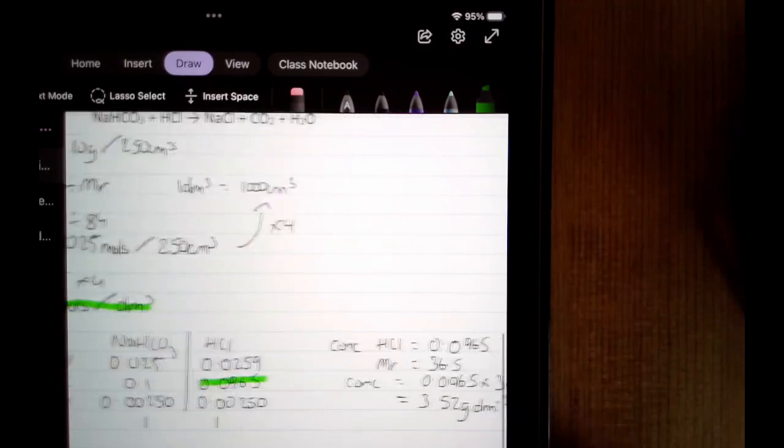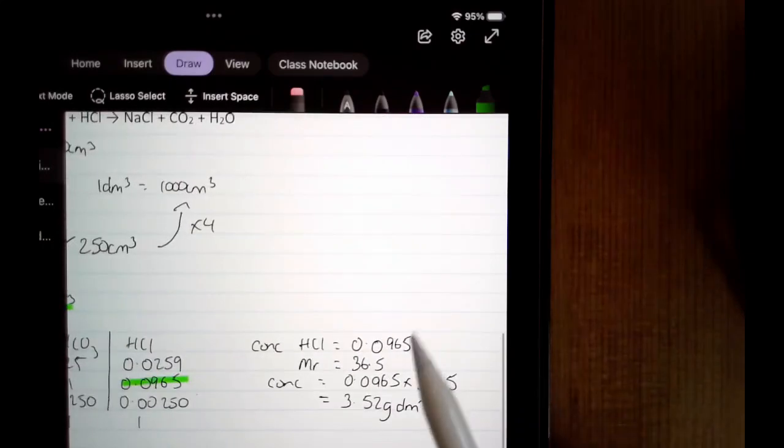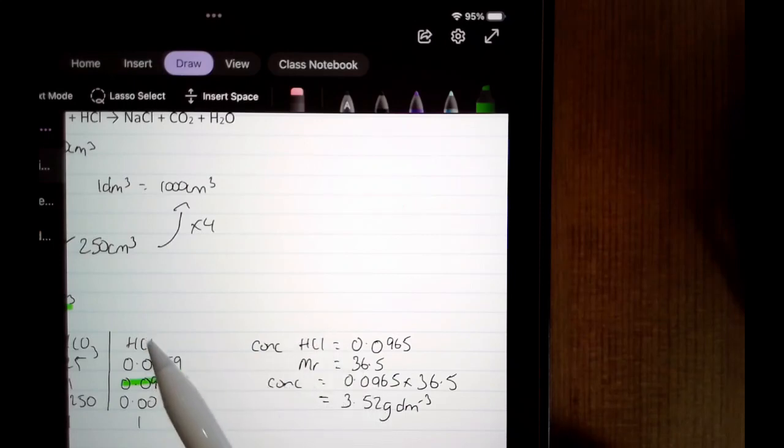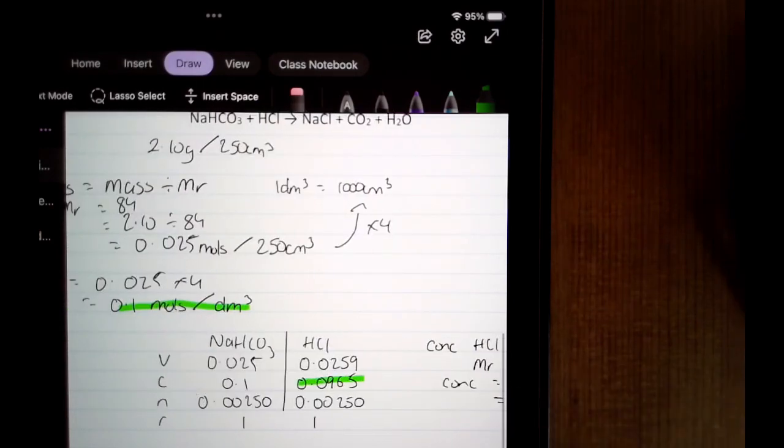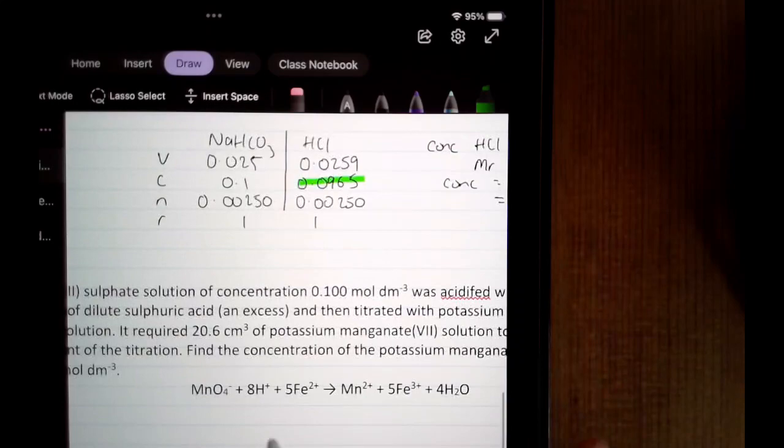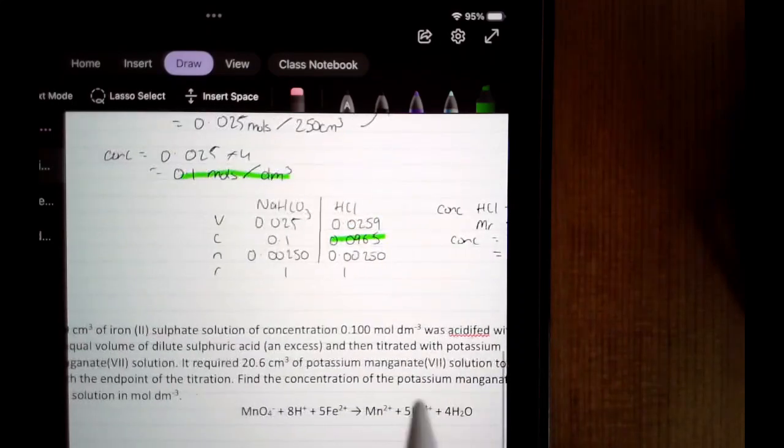So to convert, I do the same as what I did before. I take the number of moles, I work out the formula mass of HCl, because that's what I've got the concentration for, and then grams is going to be moles times formula mass, and that gives it to me in grams per decimetres cubed. I'm just going to do one more. It's not different, it's just the equation makes it potentially look a little bit harder.